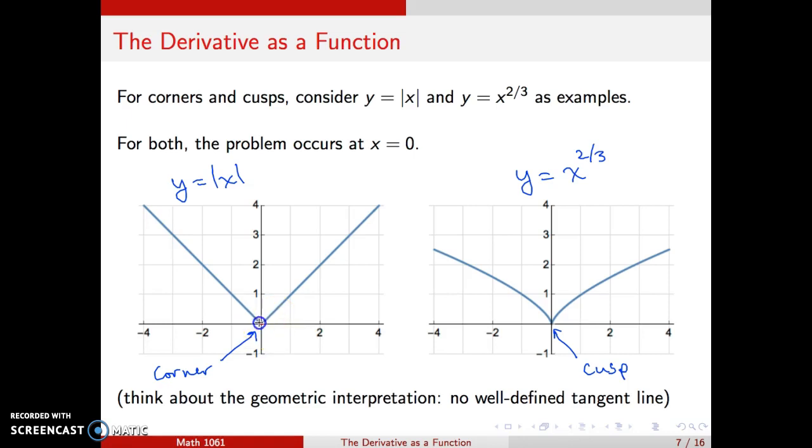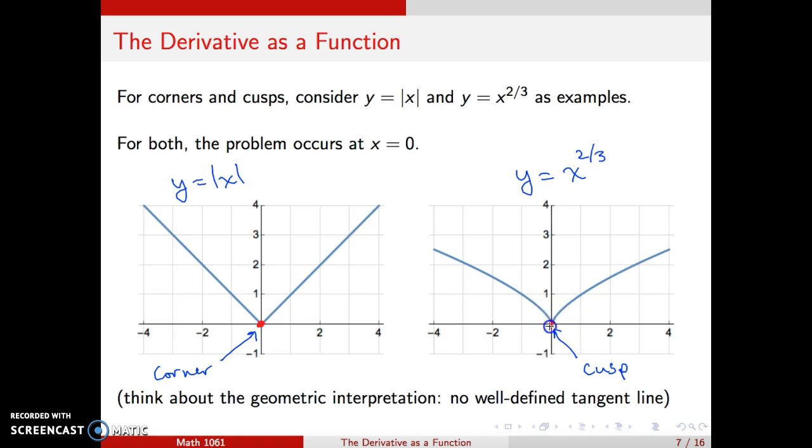Or if you like, trying to imagine what's happening at 0, there's no well-defined tangent line. Out here, there's definitely a tangent line. It's the line itself, that part of the line. But here, is it here? Is it here? Is it here? What does it mean to be tangent there? Doesn't quite make sense.